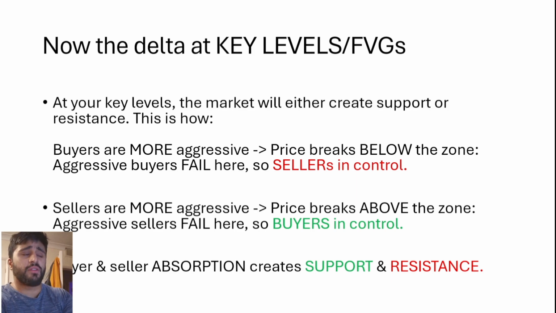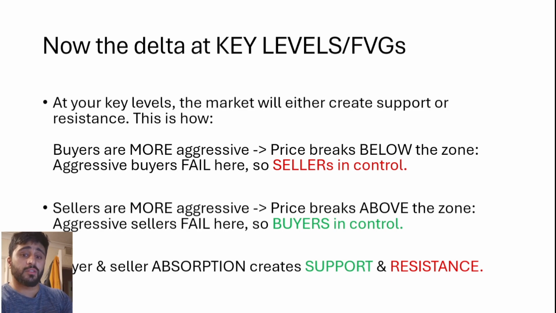So to simplify that down, buyers have to be aggressive. If price breaks below the zone and aggressive buyers fail, sellers are in control, right? Or vice versa, sellers are more aggressive, price breaks above the zone, and when aggressive sellers fail, buyers are in control. Buyer and seller absorption creates support and resistance.